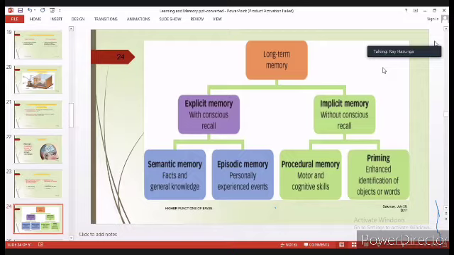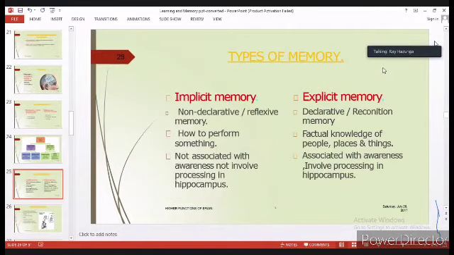Then the types of memory, implicit memory and explicit memory, I've explained already. The only thing I didn't explain is their involvement with the hippocampus. Implicit memory is not associated with awareness and does not involve processing in the hippocampus. Explicit memory is associated with awareness and involves processing in the hippocampus. That's an important message you need to know: its relation is with the hippocampus, not the parahippocampus, but the hippocampus.